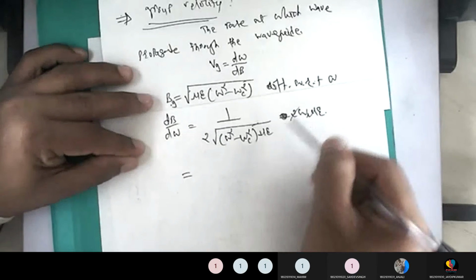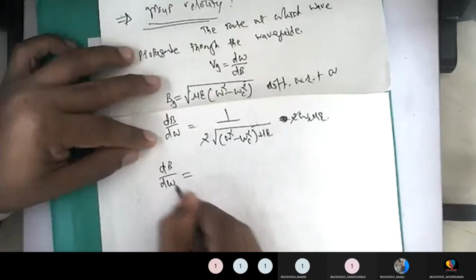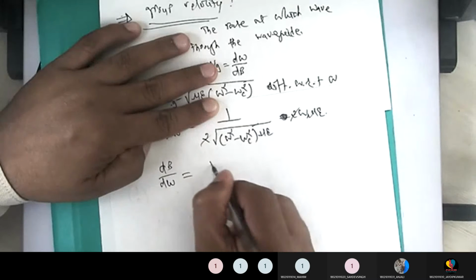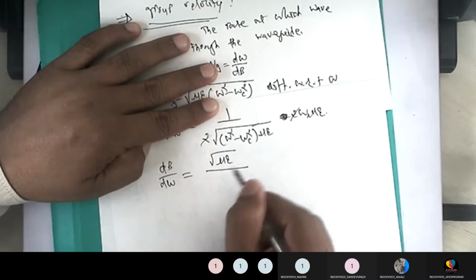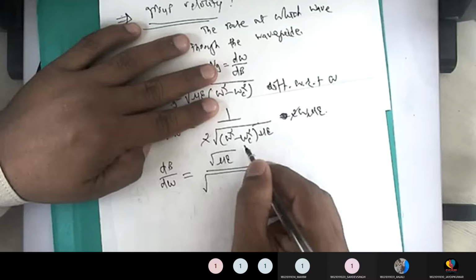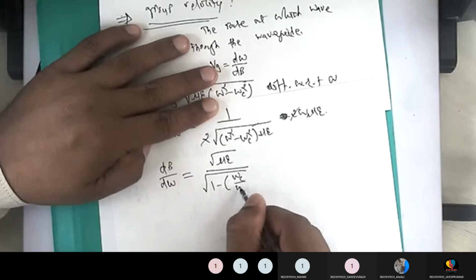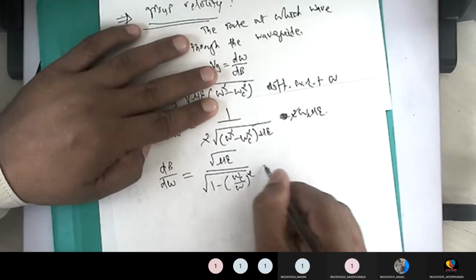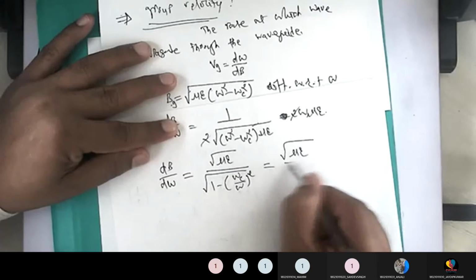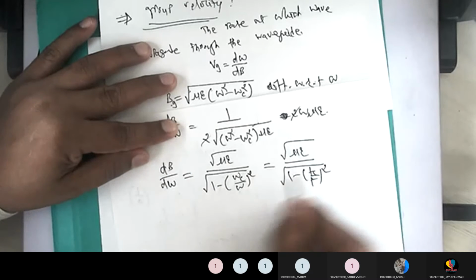Now 2 can cancel, and I can express dv by d omega as equal to, because here in the square root of mu epsilon, here it is mu epsilon, so in the numerator you will get the square root of mu epsilon. And if I put everything in terms of omega c and omega, I can write 1 minus omega c by omega whole square. Now if you would like to write everything in terms of fc, then I may write 1 minus fc by f whole square.